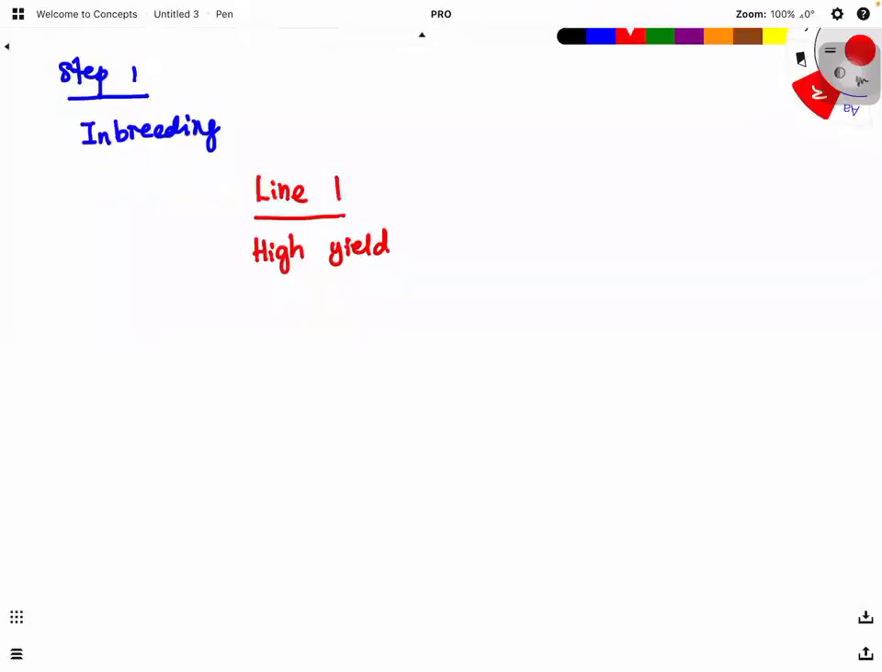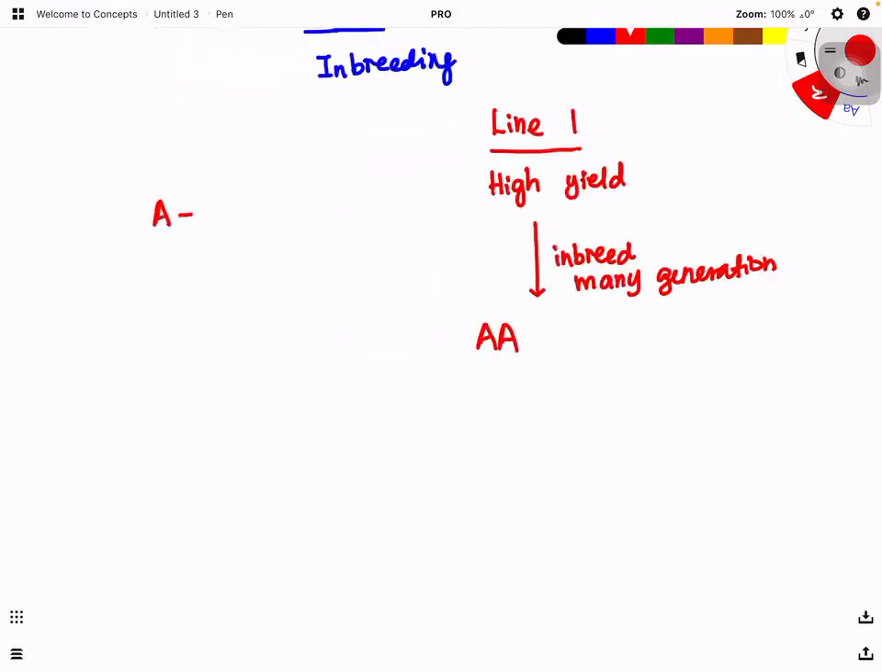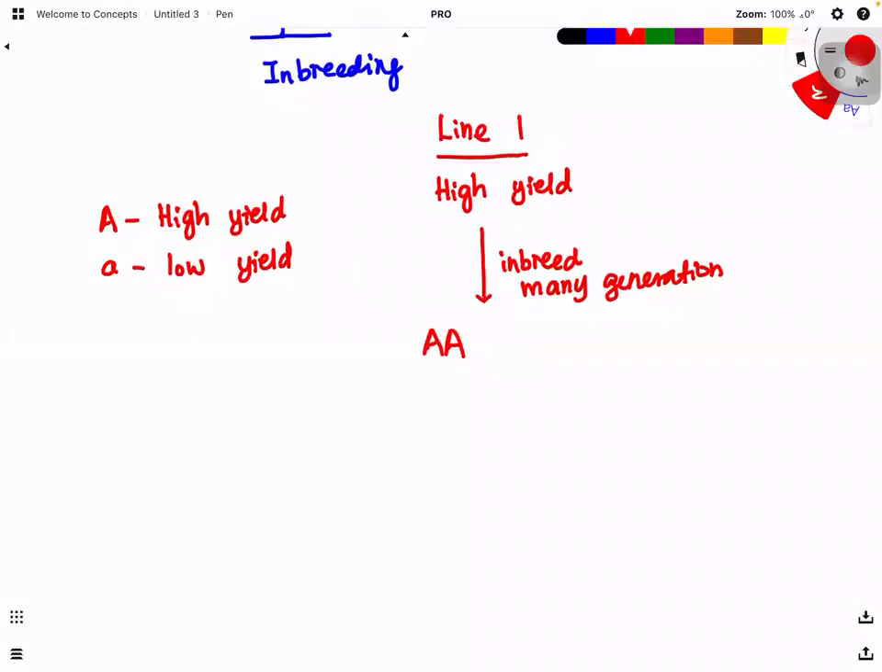Okay, so if you do this kind of inbreeding for many, many generations, you will get the homozygosity, big A, big A. So what is the big A allele here? Big A means that it gives us high yield. So it means that the small a allele, recessive, gives us low yield. So for line number 1, the first variety, the corns, high yield because we inbreed for many, many generations, so double big A.